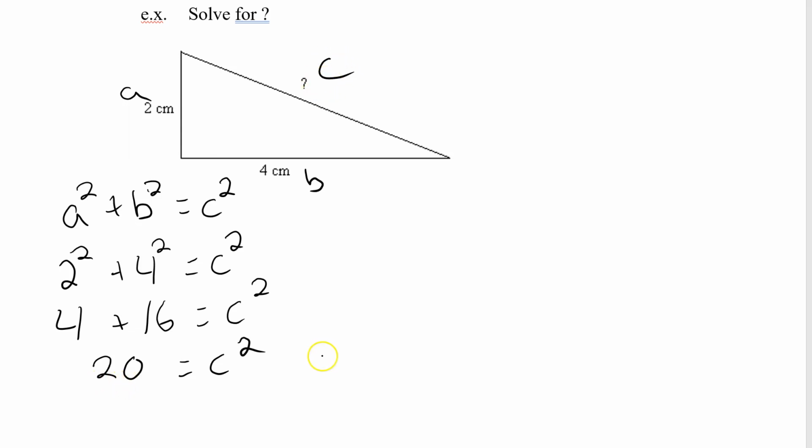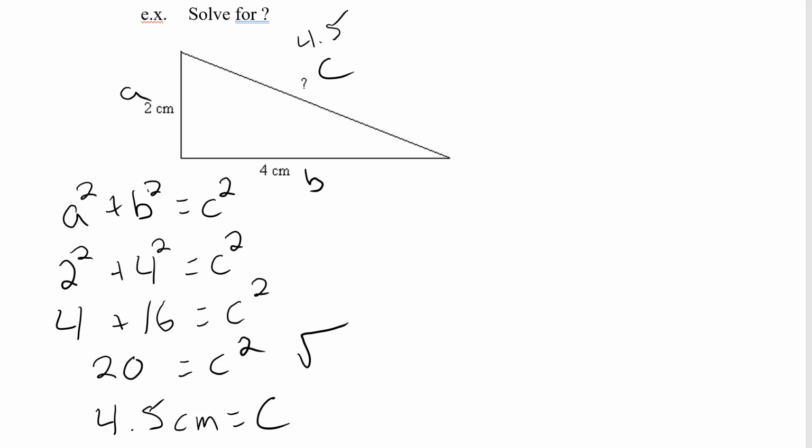So I've got 20 in my calculator. I hit the square root button, and to one decimal place, rounded correctly, I get 4.5. My unit here must be centimeters, because everything else is in centimeters. 4.5 centimeters is c. So I know the A, I know the B, I know the C to be 4.5.